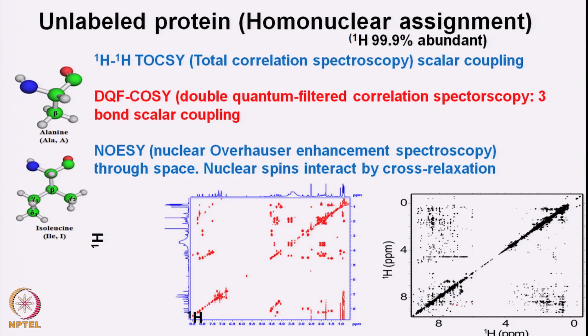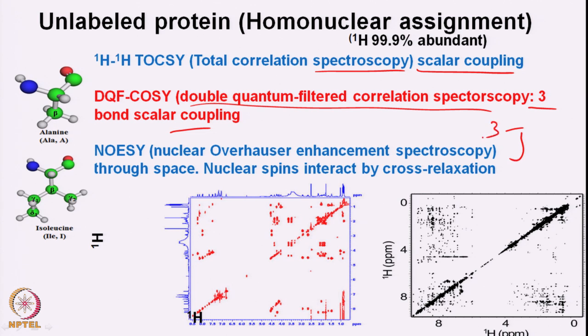Great. So, that is what we discussed: TOCSY, total correlation spectroscopy, which correlates by scalar coupling, can be used for intra-residue correlation, and NOESY, nuclear Overhauser effect spectroscopy, can be used for inter-residue correlation. And then if we combine this with double quantum filter COSY, this gives you the 3 bond correlation J coupling J3, and if you remember, we said that this J3 is correlated with the phi torsion angle using the Karplus equation.